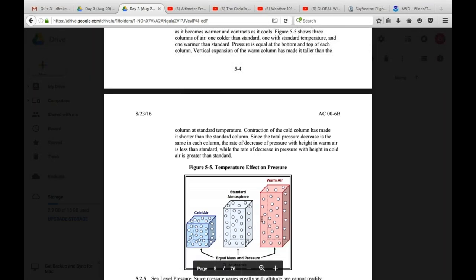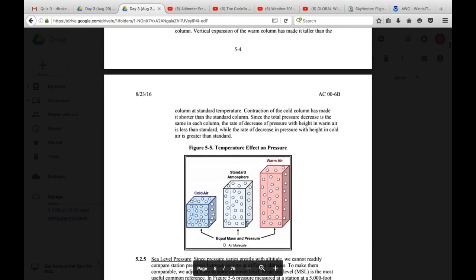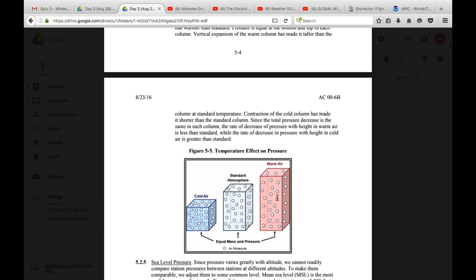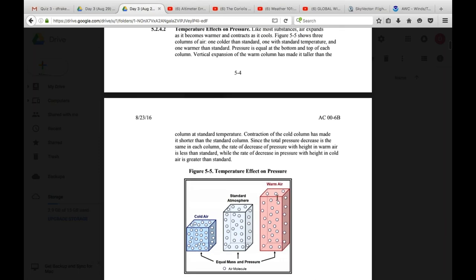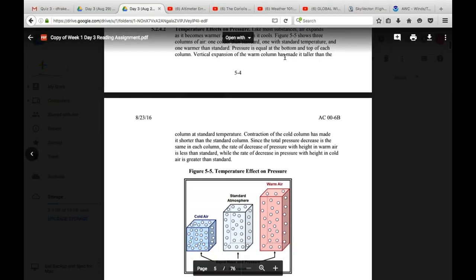Think of these as expandable cubes. Both of these started out as the one in the center. The one at the bottom cooled and contracted to produce that, so it's still the same pressure as this one. And then this one was heated up, and it became this. So it expanded, but it still has the same pressure. These molecules are just moving a whole lot faster, and they're farther apart. So vertical expansion of the warm column has made it taller. Contraction of the cold column has made it shorter.